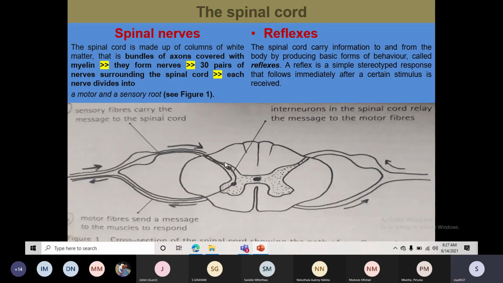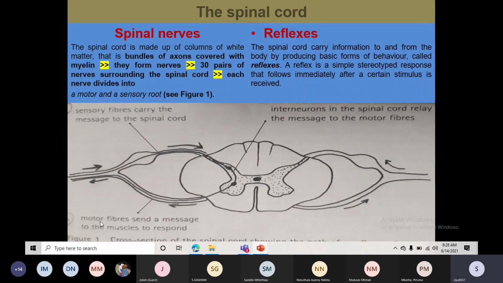One, sensory fibers carry messages to the spinal cord. When you receive information, as I'm talking to you right now, auditory, and you can see the slides, which is visual, sensory fibers are responsible to carry the message to the spinal cord. You receive information through the nerves, particularly sensory roots. Sensory roots receive that information and take it straight to the spinal cord, as mentioned here.